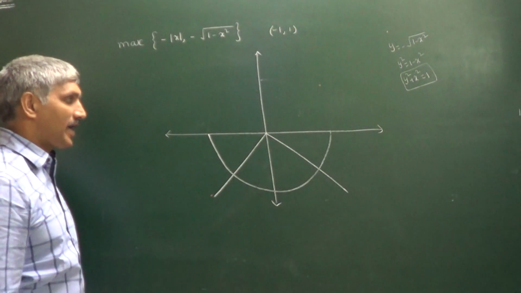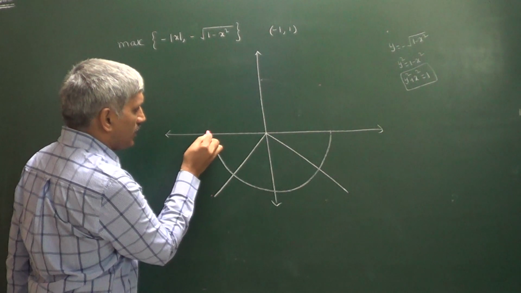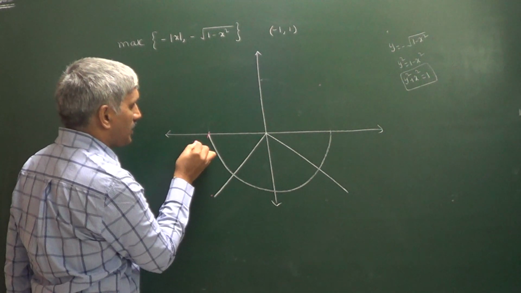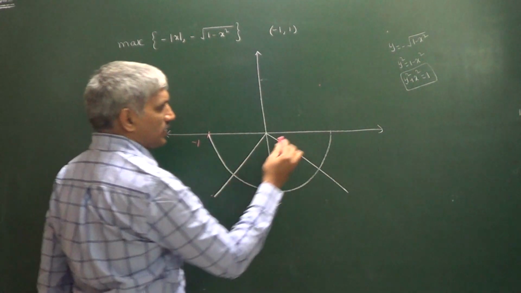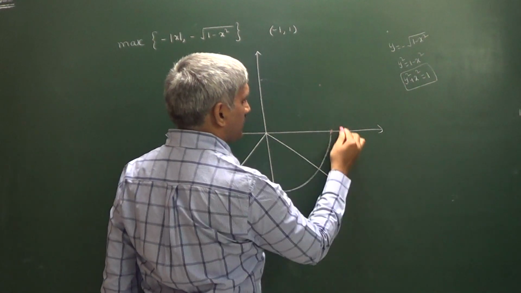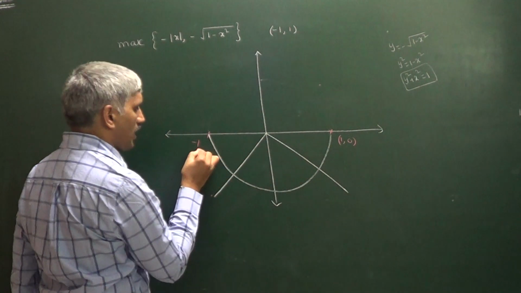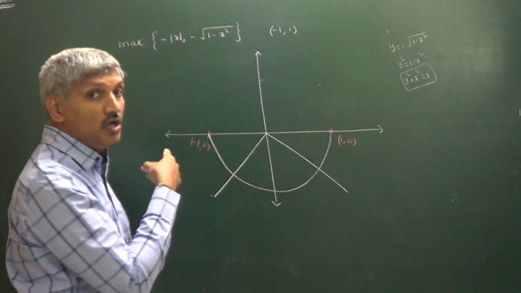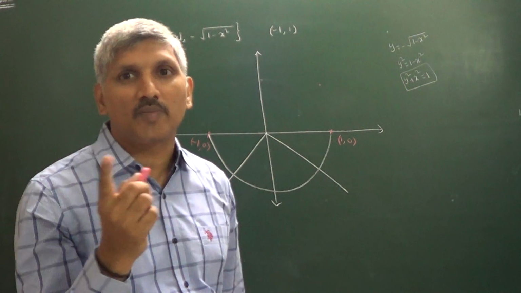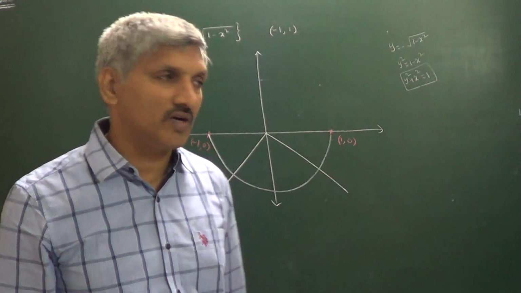That is the graph; the maximum we have to consider between -1 and +1. This is -1 open bracket and this is +1 open bracket. So this point is (1, 0) and this point is (-1, 0). No need to check at -1 and +1 because it is not there in our interval.